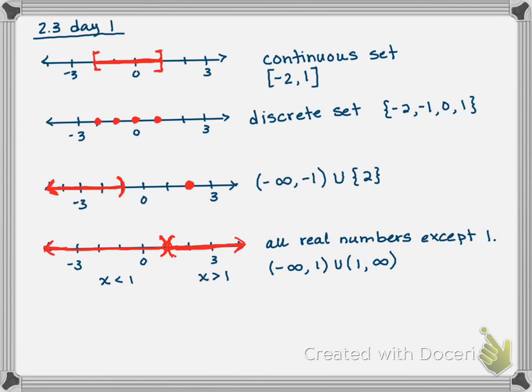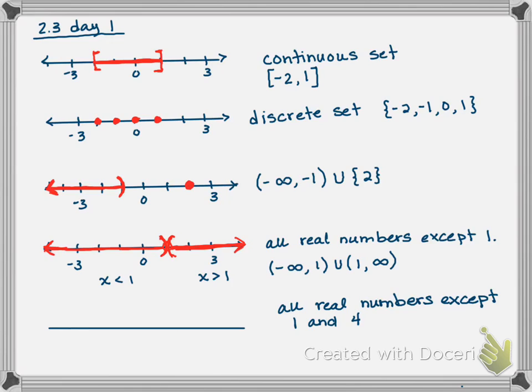What do you think it would look like if I skipped 2 numbers? What if I wanted all real numbers except 1 and 4? So start by drawing that on the number line, and then see if you can figure out what the interval notation would look like.